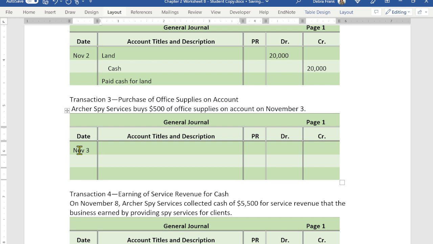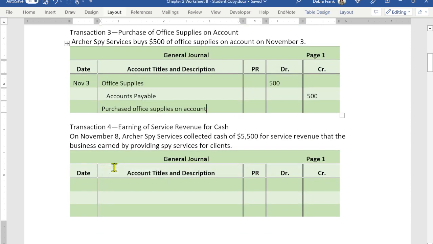We might break this out in separate videos just so you have little pieces. If you get the idea of it, then you're good, type of thing. So let's do office supplies, 500. And then we would say purchase office supplies on account. Perfect. All right, we're in balance. We're happy. We got all our accounts that were affected.